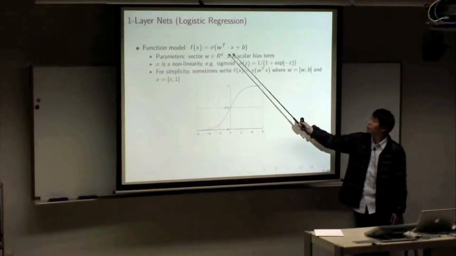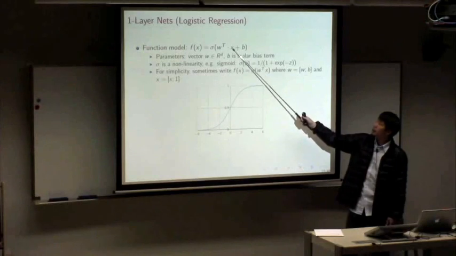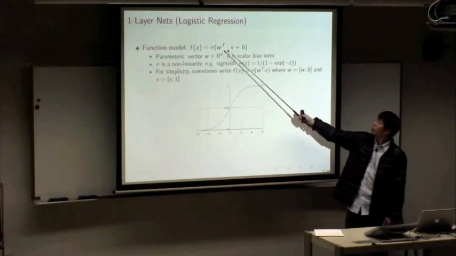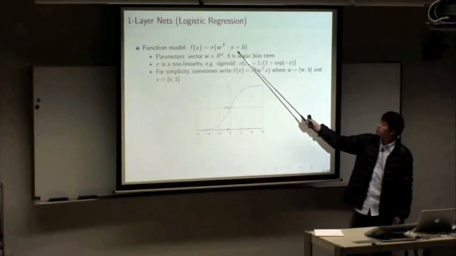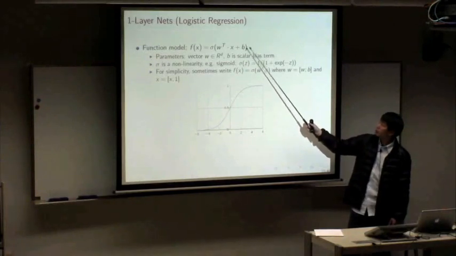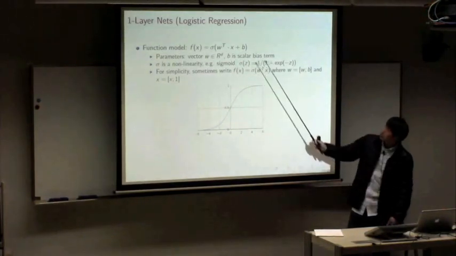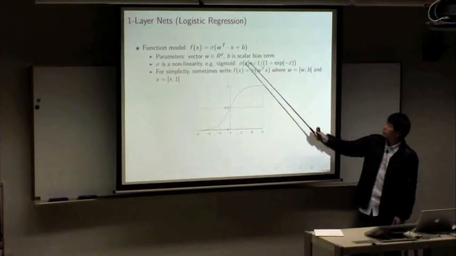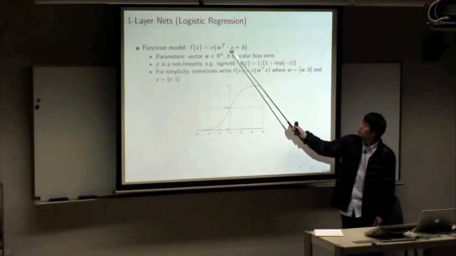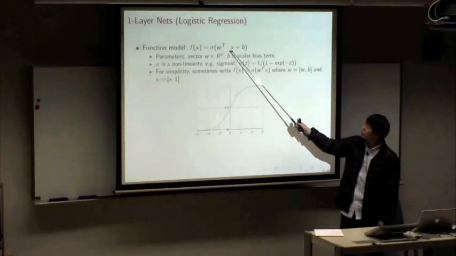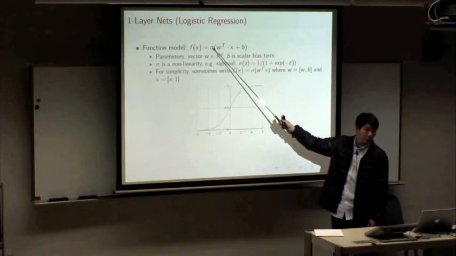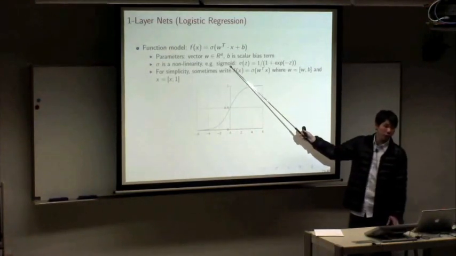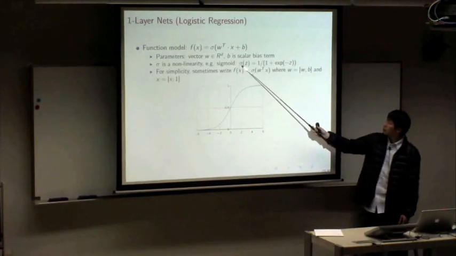By this I mean each element of this vector is multiplied by each element of this vector and summed together. And then b is a scalar bias term, just a single number that makes this large or low. You can think of this as basically a line or some hyperplane in d-dimensional space. This will give you one number, and this number is put through sigma, which is a nonlinear function. Here we'll mostly use the logistic sigmoid as sigma, and it's defined as such.